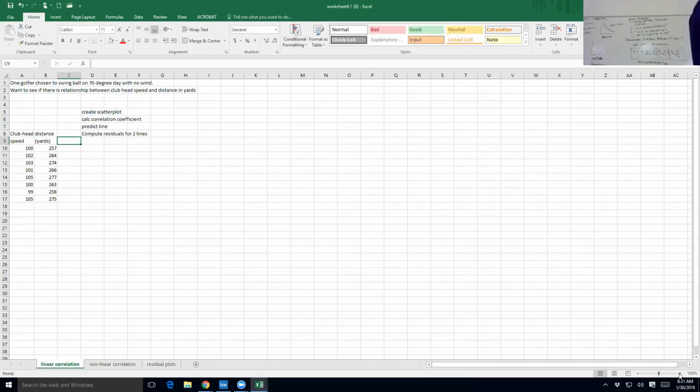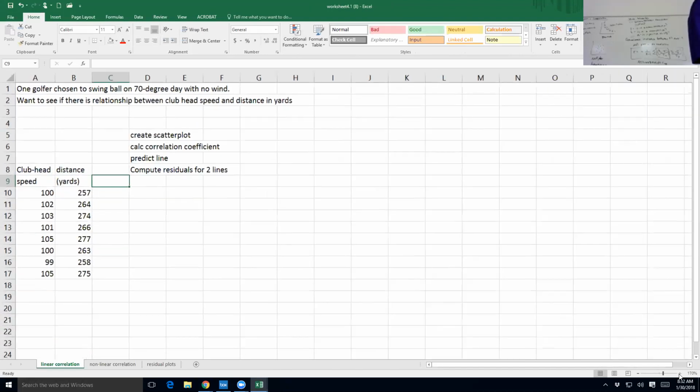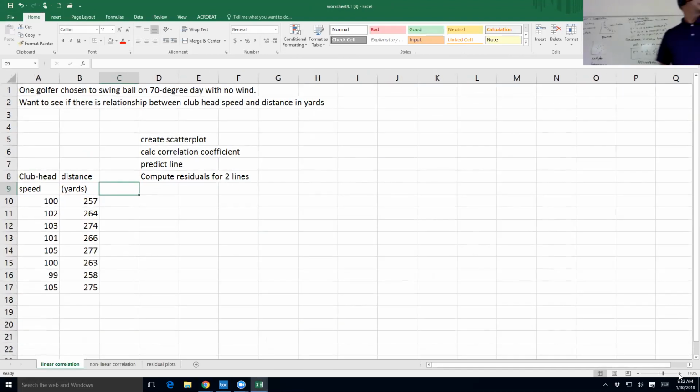Okay, so a golfer has chosen to swing a ball on a 70-degree day with no wind. You want to see if there is a relationship between the club head speed and how far the ball goes. Do you think it would make sense? The faster I swing, would the ball go farther as a general rule? Okay, so it seems like there's probably a good idea.